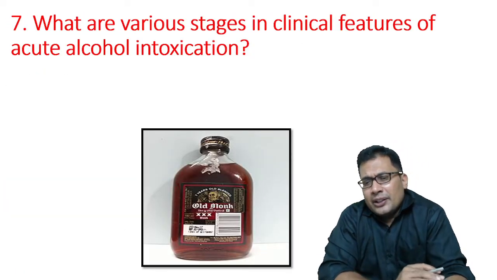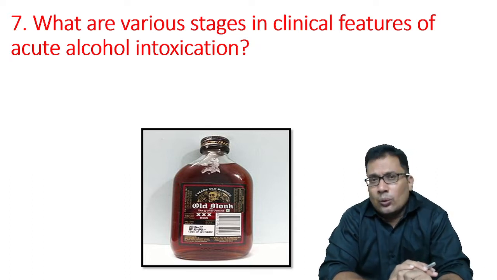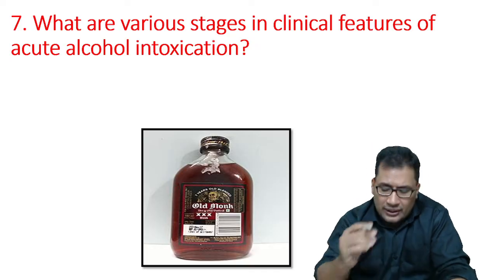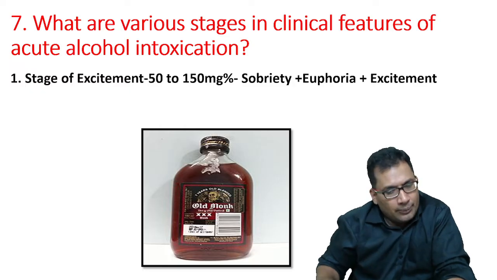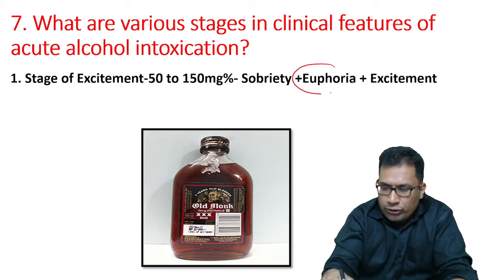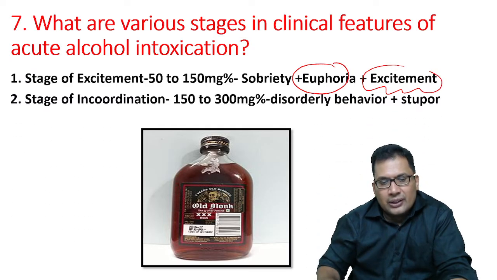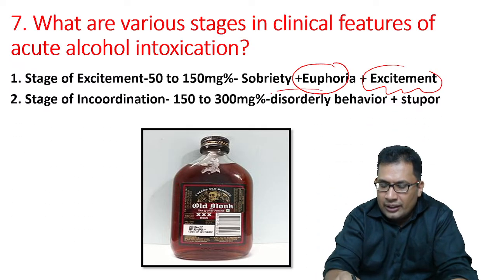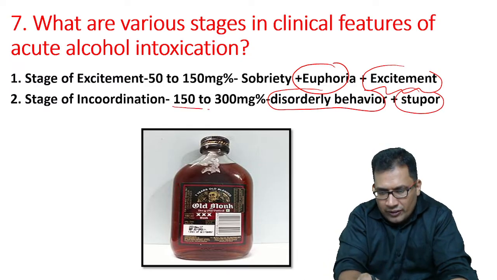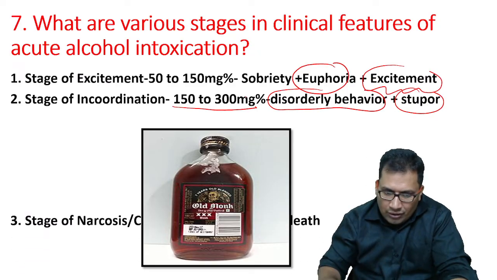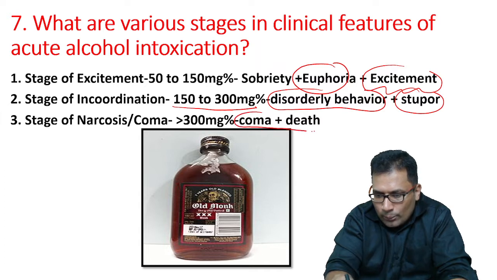What are the various stages of clinical features of acute alcohol intoxication? As you know, there are three stages. Stage of excitement, 50 to 150 milligram percentage. There will be euphoria, excitement. Stage of incoordination, there will be disorderly behavior and stupor, between 150 to 300. When it is more than 300 milligram percentage, there can be coma and death.